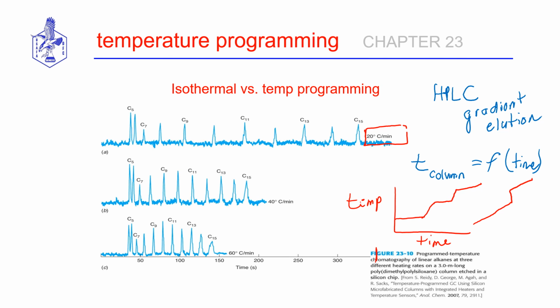We can reduce our analysis time to essentially 225 minutes if we ramp at 40 degrees C per minute, and we can get a reasonable separation at 150 minutes if we ramped at 60 degrees C per minute. So that illustrates the power of temperature programming versus conducting the separation isothermally, where we hold the temperature constant throughout the entire separation.